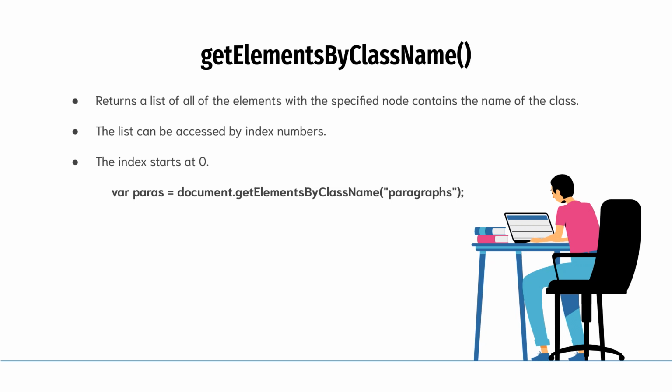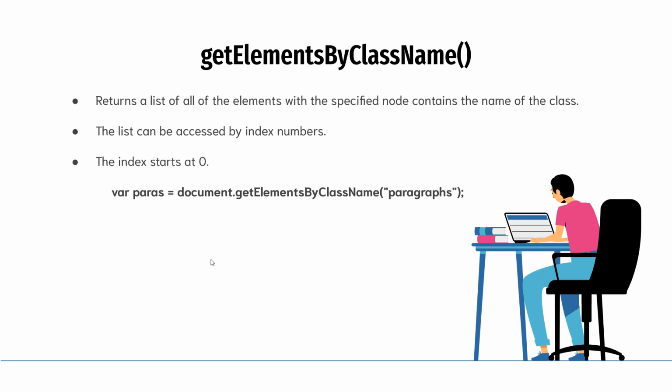Now we can also return elements by their class name, but the same class can belong to many elements. What it returns is a list of elements whose class name is the same, and we can access those elements using indexes, and the first element can be accessed using the index of 0.